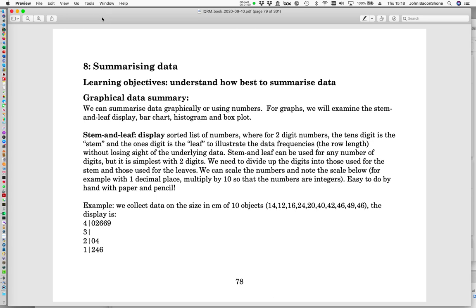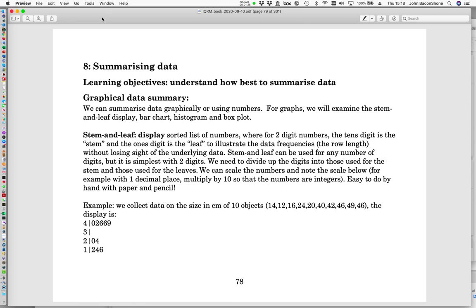Stem and leaf can be used for any number of digits, but it's simplest with 2 digits. We need to divide up the digits into those used for the stem and those used for the leaves. And we can scale the numbers and note the scale below. For example, if we had 1 decimal place, we could multiply by 10 so that the numbers are integers. This is easy to do by hand with paper and pencil.